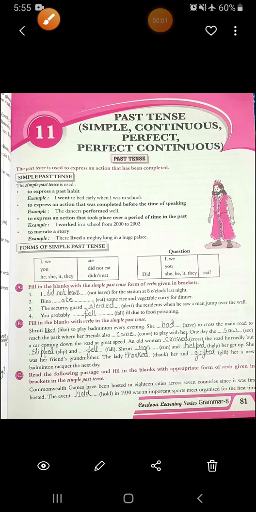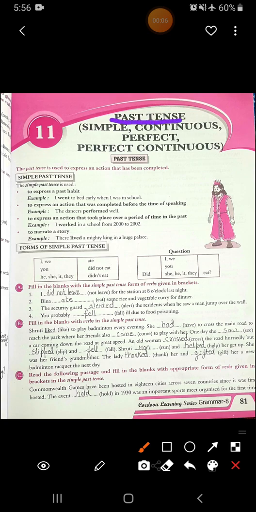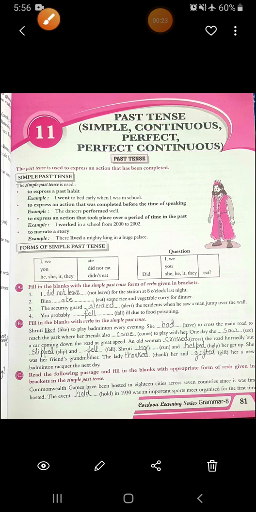Hello, class 8. This is your chapter number 11, past tense. In this chapter, we will see all the four forms, that is, simple past tense, past continuous tense, past perfect tense, past perfect continuous tense. We'll see all the four forms. In the last videos, we have seen present tense and all the four forms of it. Now we will see past tense and all the four forms of it.